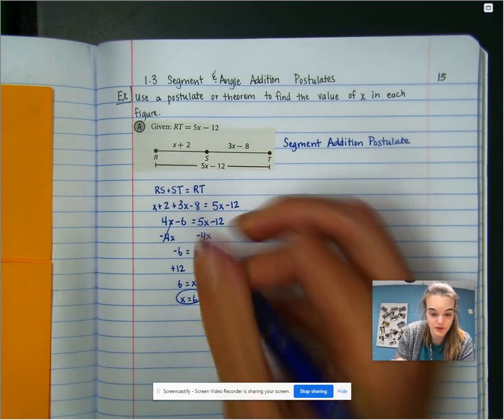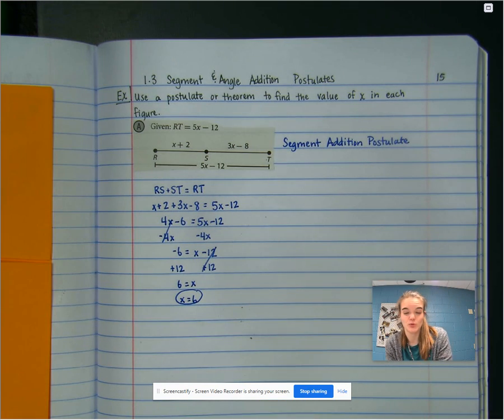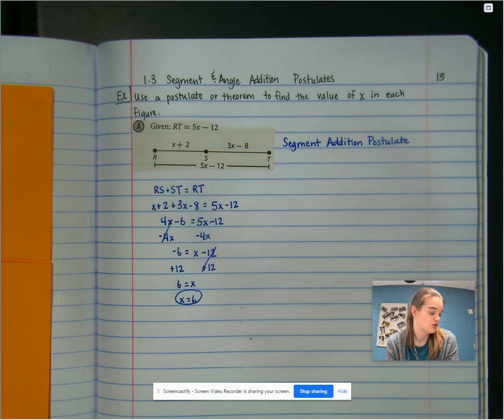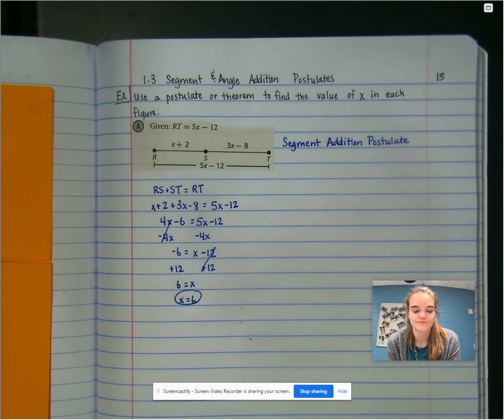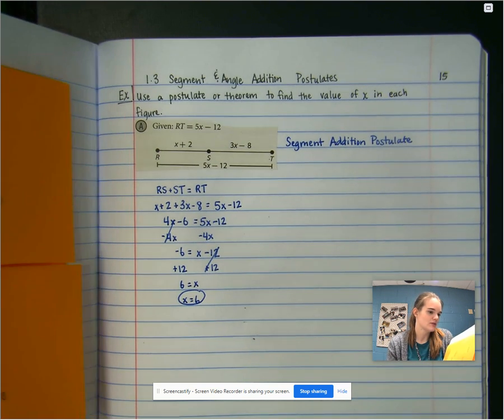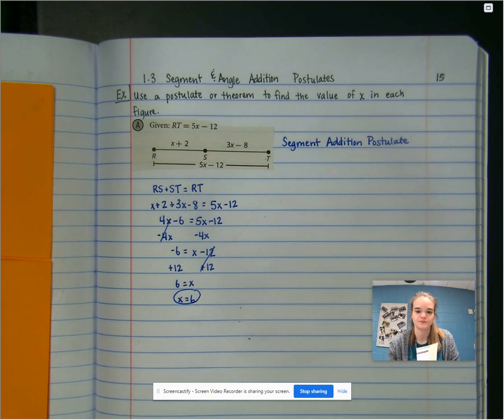By the way, I don't care if you leave it like this. That doesn't matter to me anymore. The other teachers might, but that's fine. It says find the value of x. So we're finished. Now, if it said find RT, we would have had to go on and plug x back in, but we don't have to. So once you got that one, we're going to do another one.